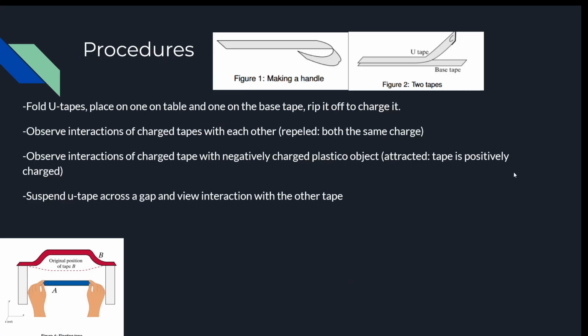So in the procedures, we fold the tape into a U shape, place it on the table, put another piece of tape over it, and then rip it off to charge it. We observe the interactions of the charge tape with a negatively charged plastic object, which it attracted because the tape was positively charged, and it repelled another piece of tape because they were the same charge. And then we suspended it across a gap to see the interaction with the other tape when it is in equilibrium with gravity.